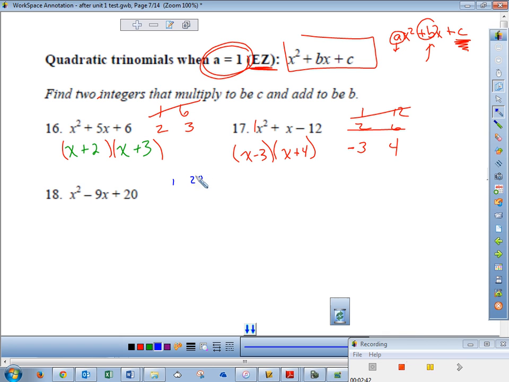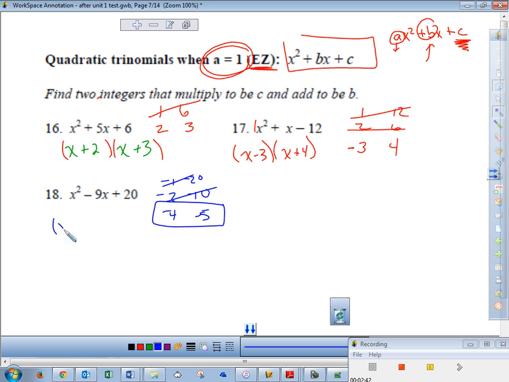1 and 20, both have to be negative, no dice. 2 and 10, both have to be negative, no dice. 3 does not go into 20. 4 and 5, both negative. Bingo! X minus 4, x minus 5. Do not need to solve him, because he is not an equation.